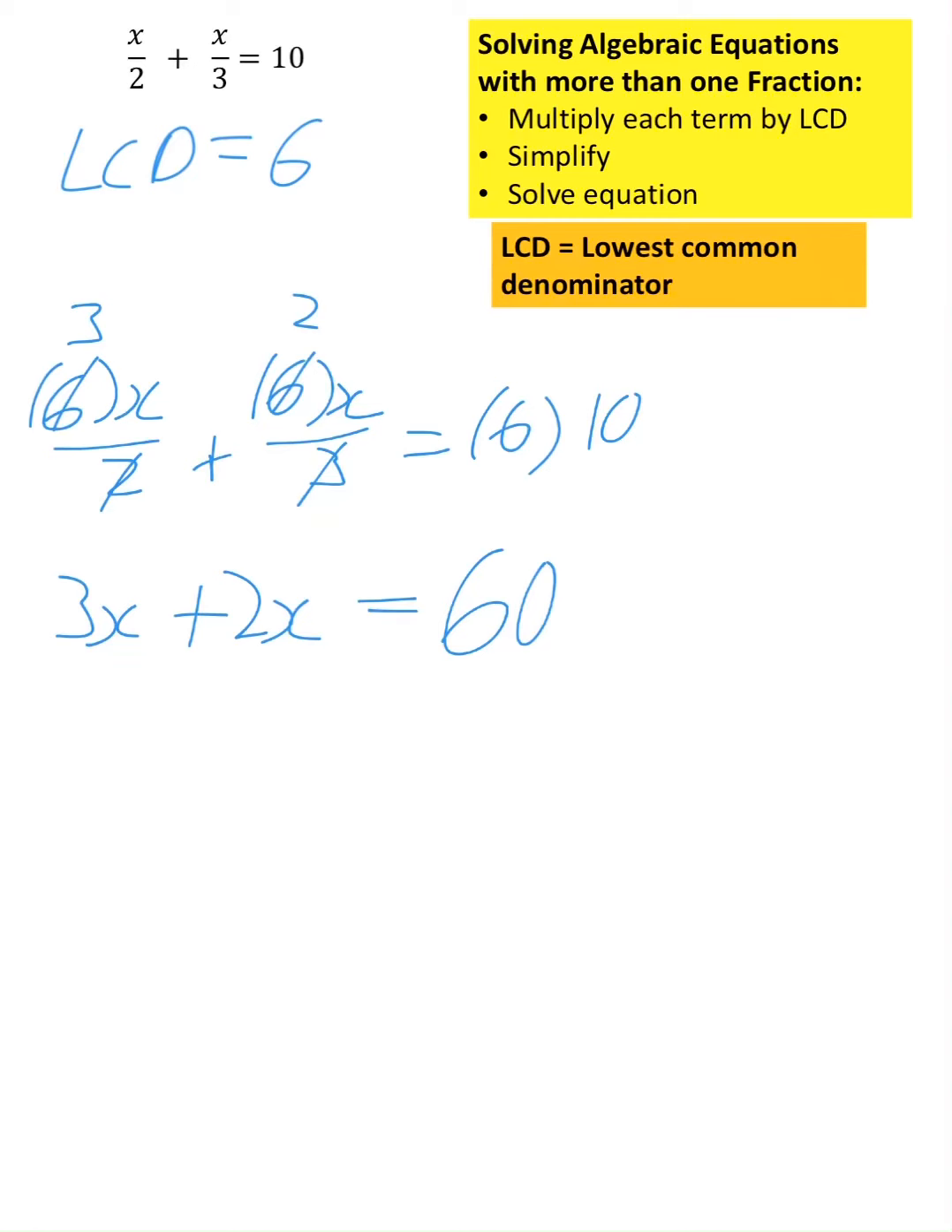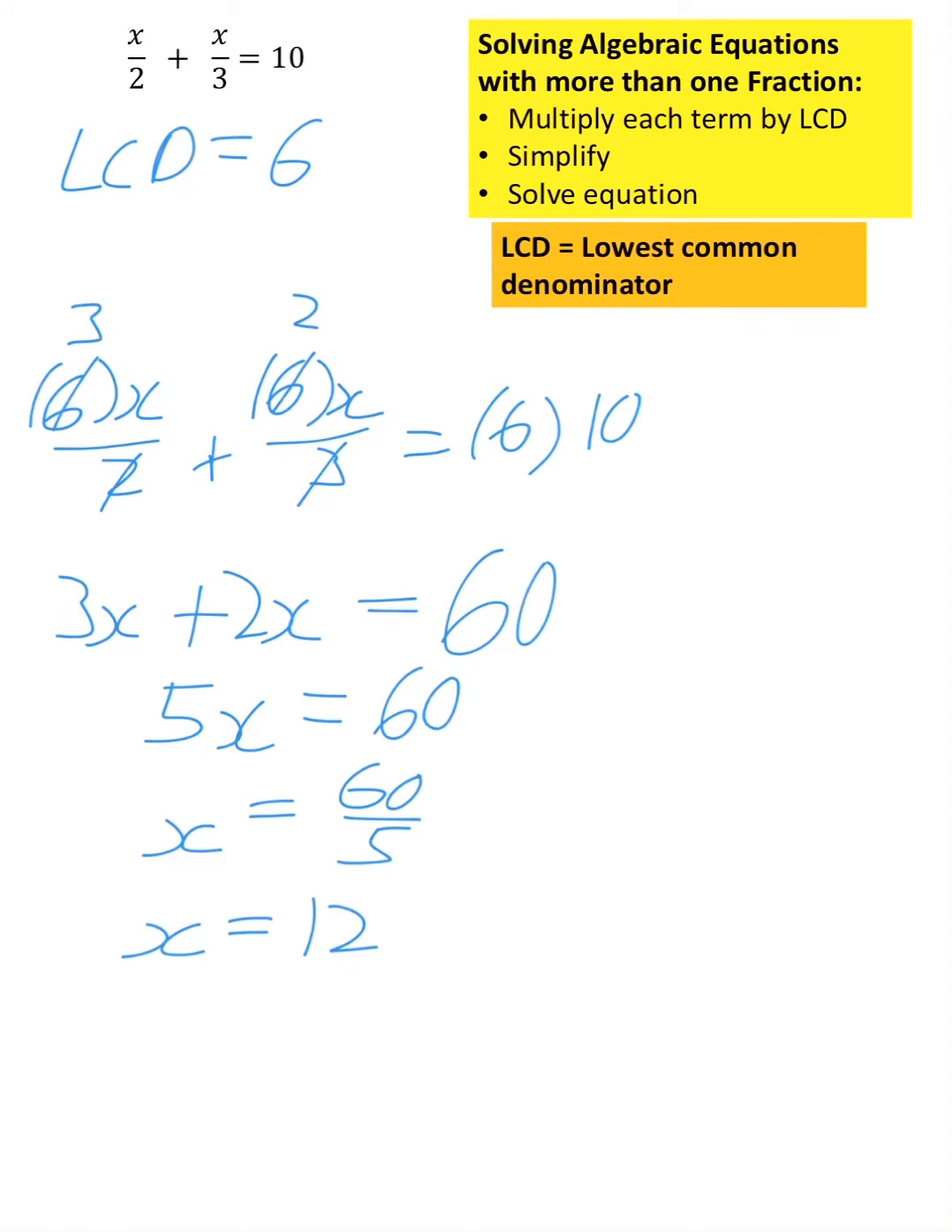So now 3x plus 2x is 5x. So we need x on its own, so always divide then by the number in front of x, which is 5. So x equals 60 over 5, and x is equal to 12. And that's it. Okay, let's have a look at another one.